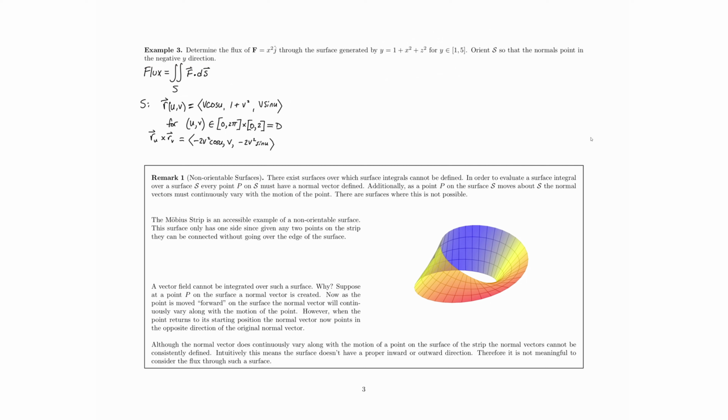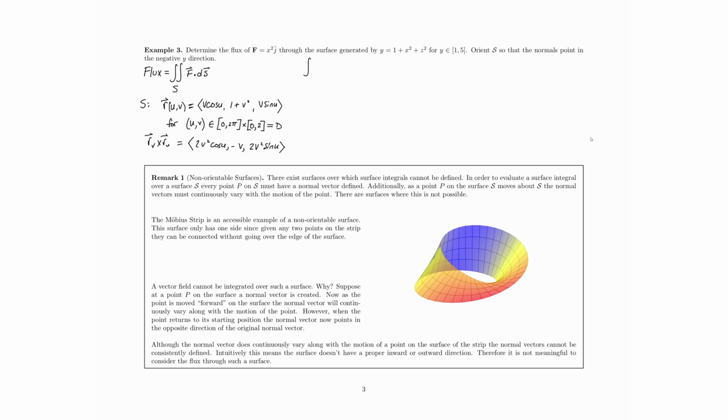So what we should actually have chosen here is our rv cross ru, in which case we get positive 2v squared cosine u, comma, negative v, comma, positive 2v squared sine u. Remember that all of the components flip in sign. So let's erase the one that we don't want, and we'll take the normal vector that we do want. All right. With that, we can go ahead and set up this double integral.